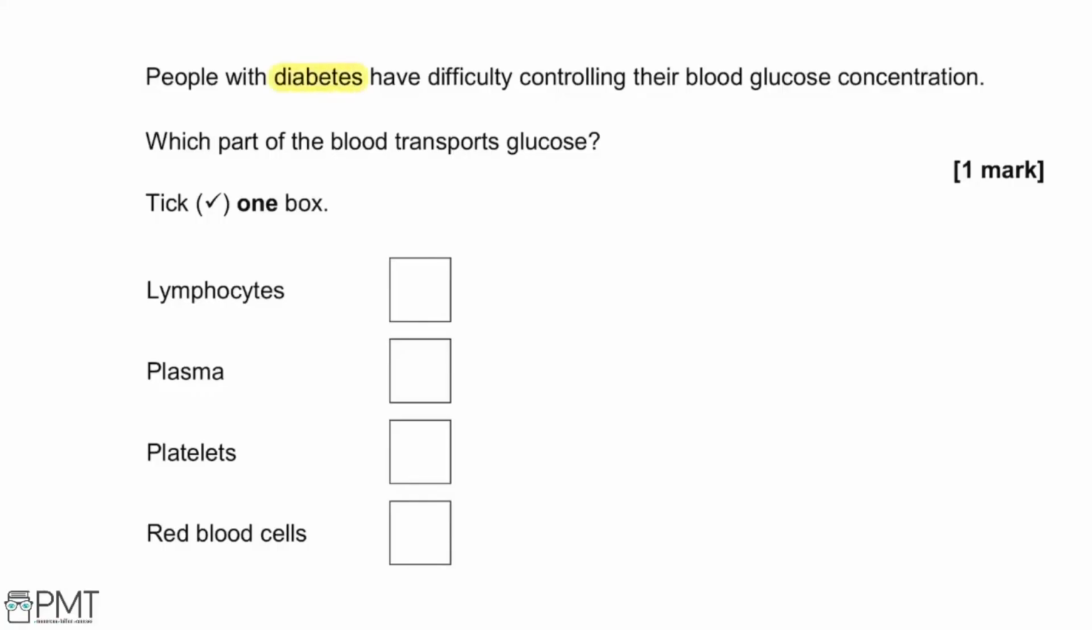People with diabetes have difficulty controlling their blood glucose concentration. Which part of the blood transports glucose? Tick one box. So the answer to this is plasma. This is your main transport medium and makes up quite a lot of your blood. The others all have different functions. Lymphocytes are part of your immune system, platelets are part of the clotting process, so they're little fragments of cells, and red blood cells are responsible for carrying oxygen.